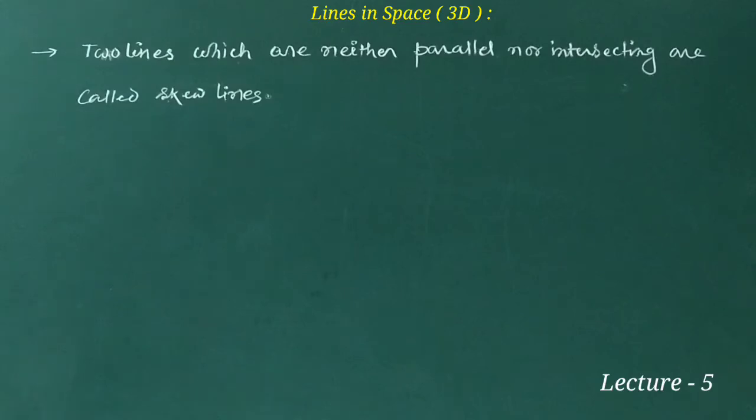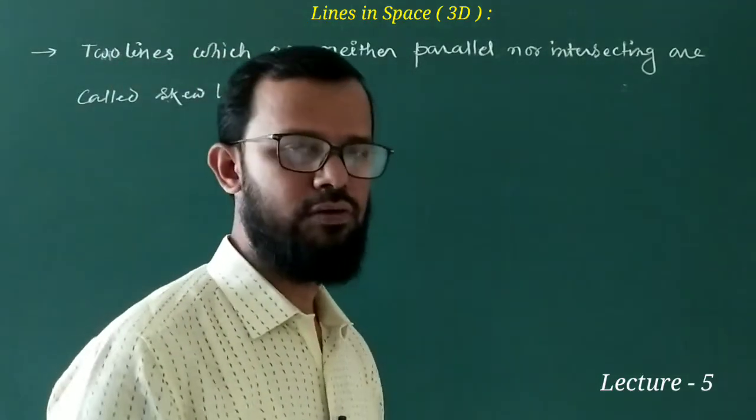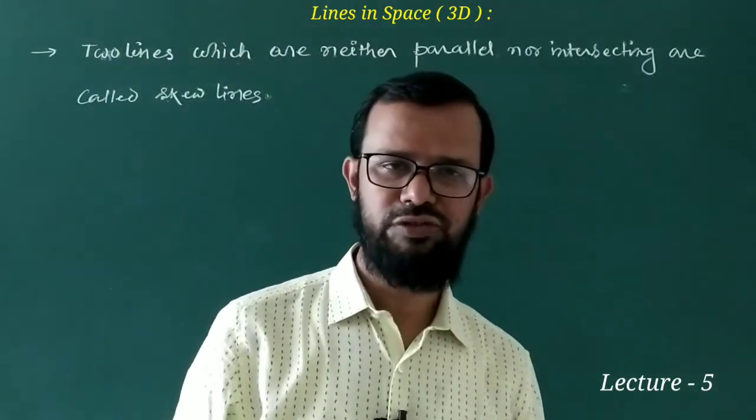Here I have written a particular statement. Two lines which are neither parallel nor intersecting are called skew lines. Neither parallel nor intersecting. Before that you have to know what parallel lines are and what intersecting lines are.